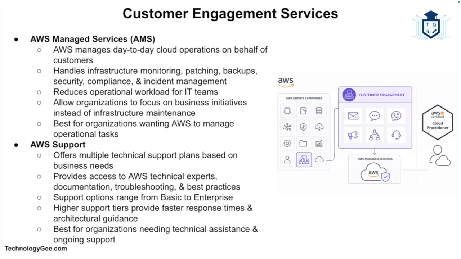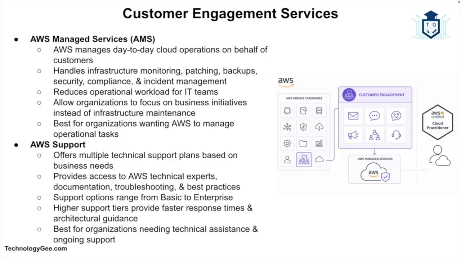Then you have what is called AWS Managed Services, and this takes operational responsibility off of your plate. AWS helps manage your infrastructure so your team can focus on business goals instead of day-to-day maintenance. And then you have AWS Support, and this is exactly what it sounds like. This is technical support plans ranging from basic to enterprise level. So for the exam, this category is just about understanding when the company needs help.